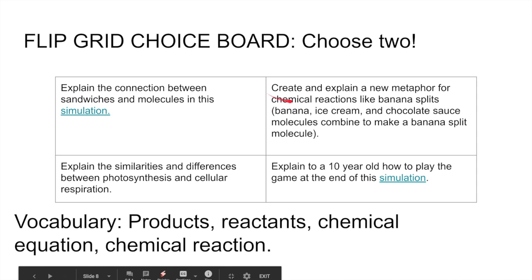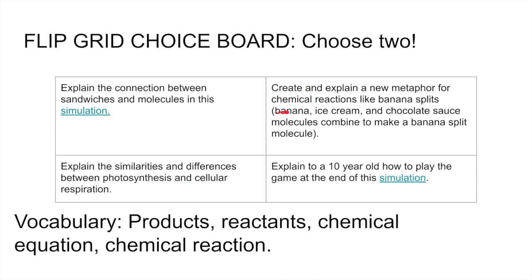Your second option is to create and explain a new metaphor for chemical reactions like banana splits, banana ice cream, and chocolate sauce molecules combined to make a banana split molecule. So what would be a new one, not banana splits, but another metaphor to explain to someone how chemical equations work? Your third option is explain the similarities and differences between photosynthesis and cellular respiration, which we went over today. How are they connected and what's going on with that?